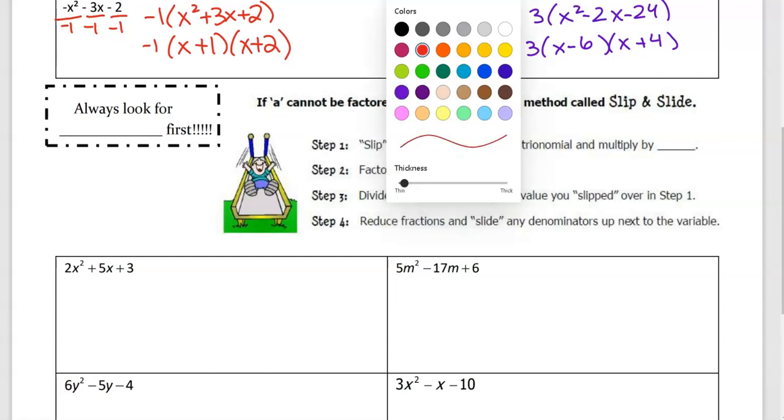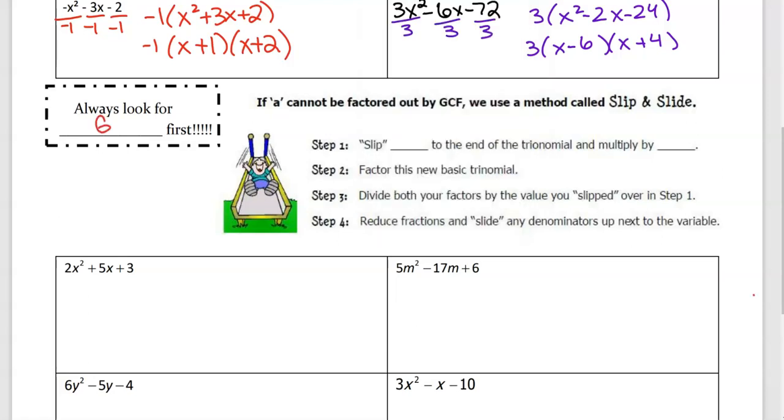What we should always do, just because there's a number out front does not mean you have to do slip and slide. Okay? Because what should we always look for? Yes, you should always look for your greatest common factor first. Okay? You should always look for that first. Because if I can divide it out like the ones before, then we don't have to slip and slide.